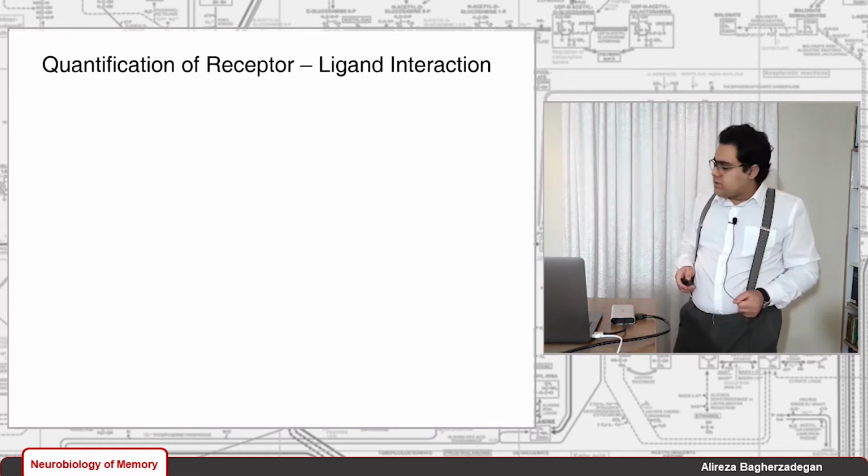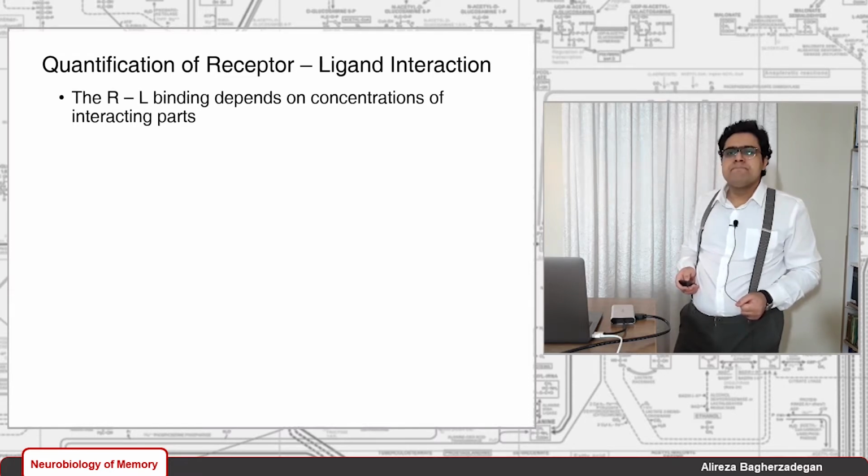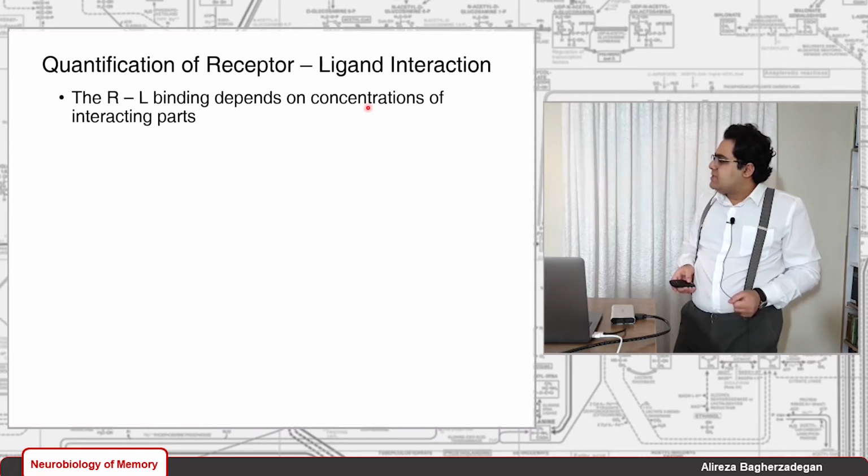I got the information in these slides from Lehninger's Principles of Biochemistry. Okay, so the receptor-ligand interactions or binding depends on the concentration of interacting parts.